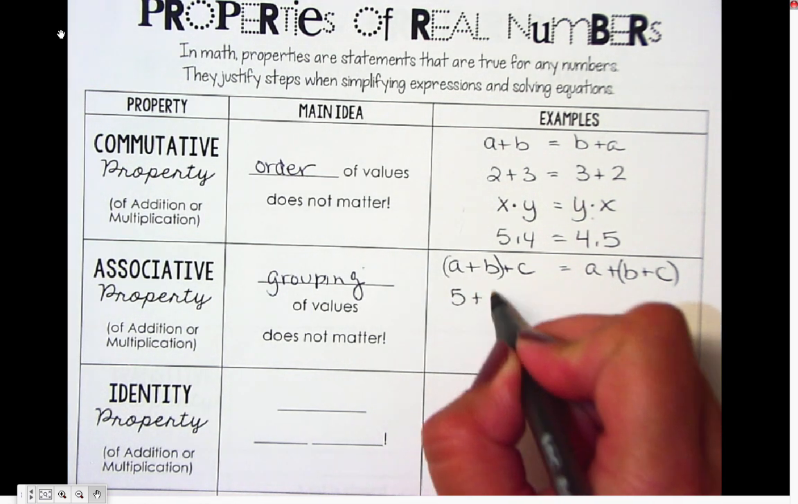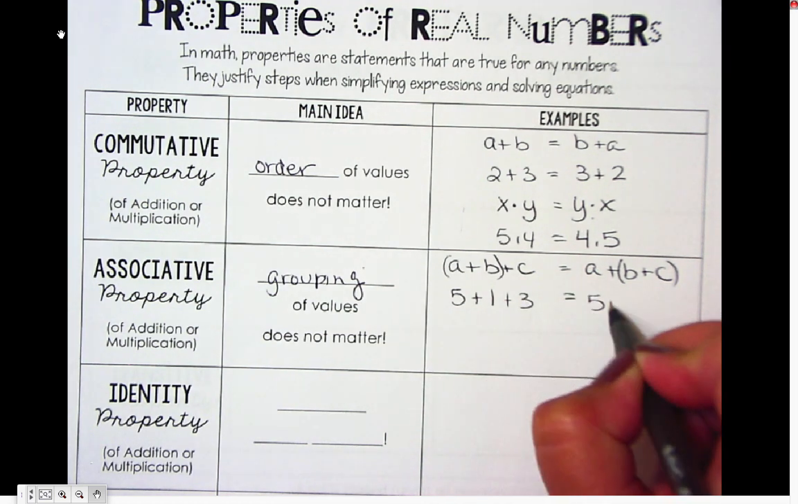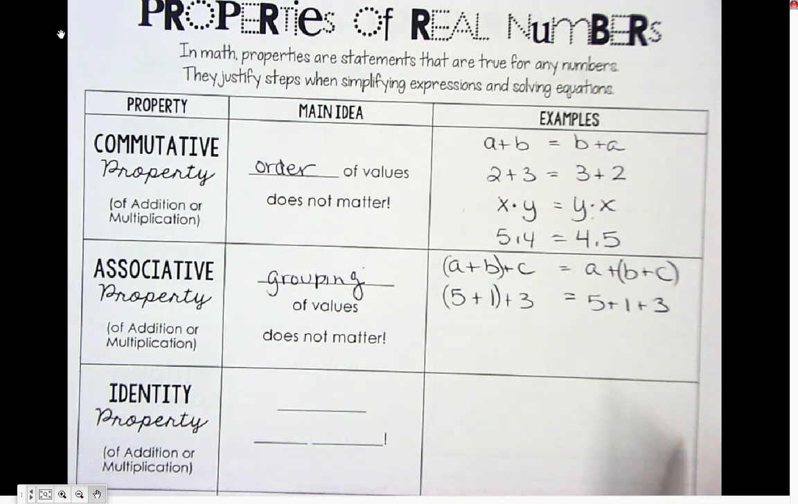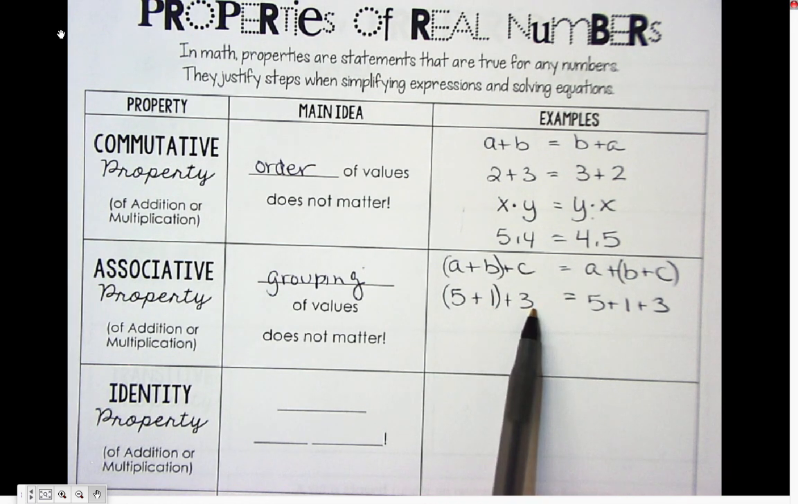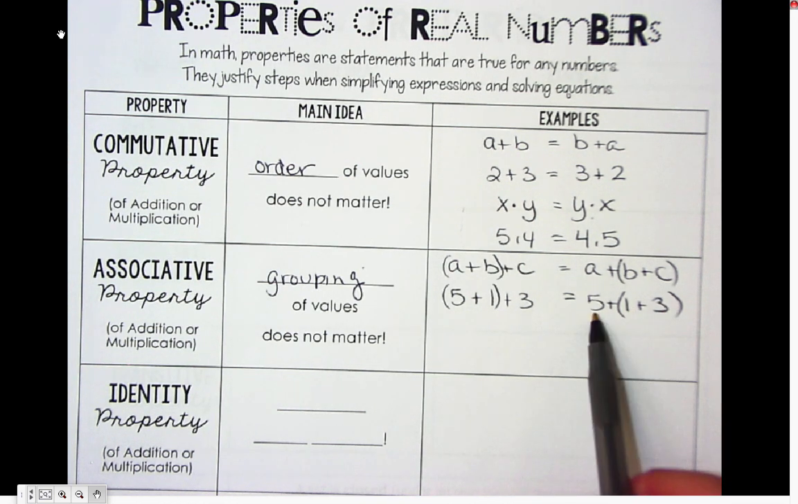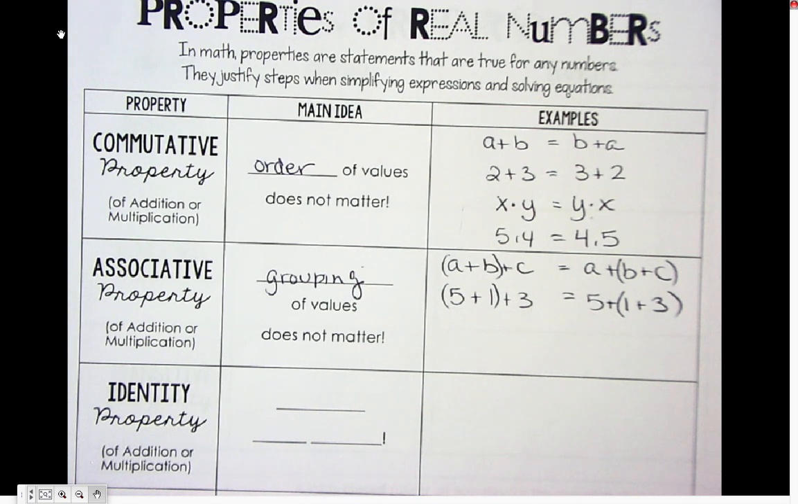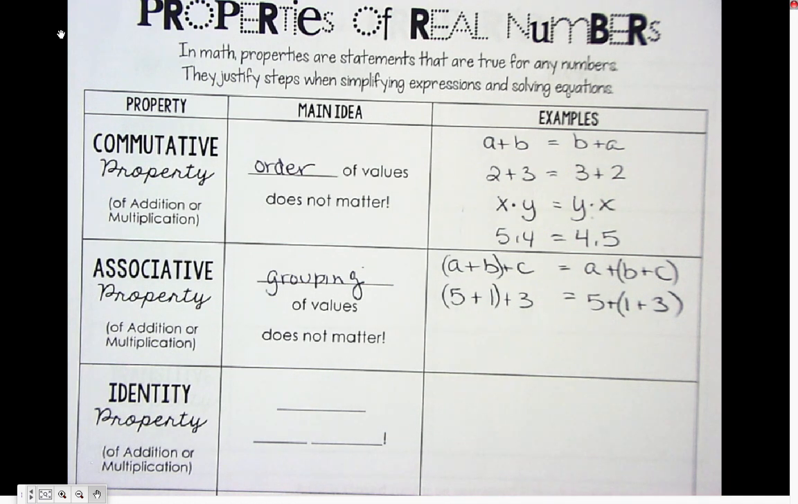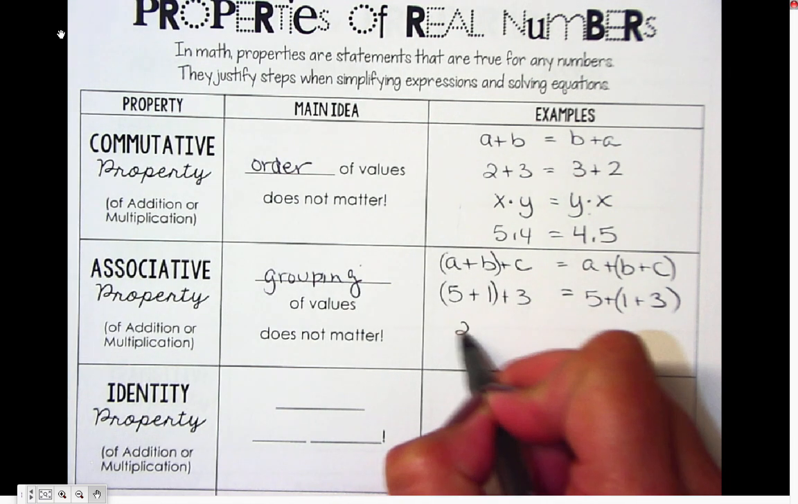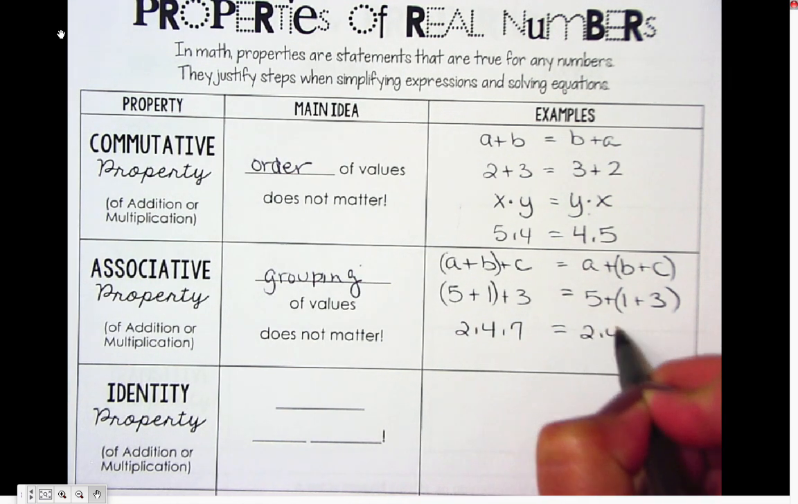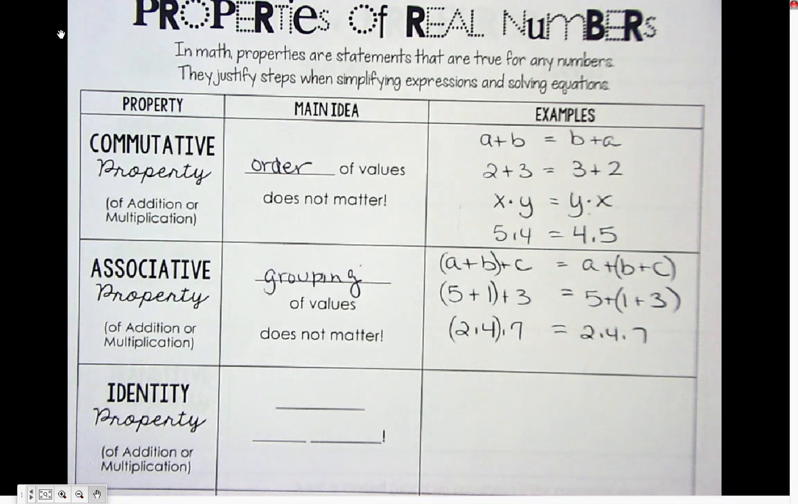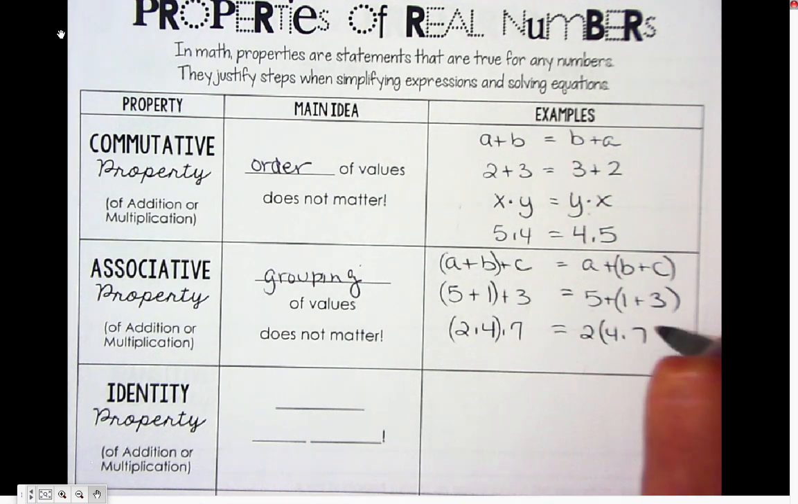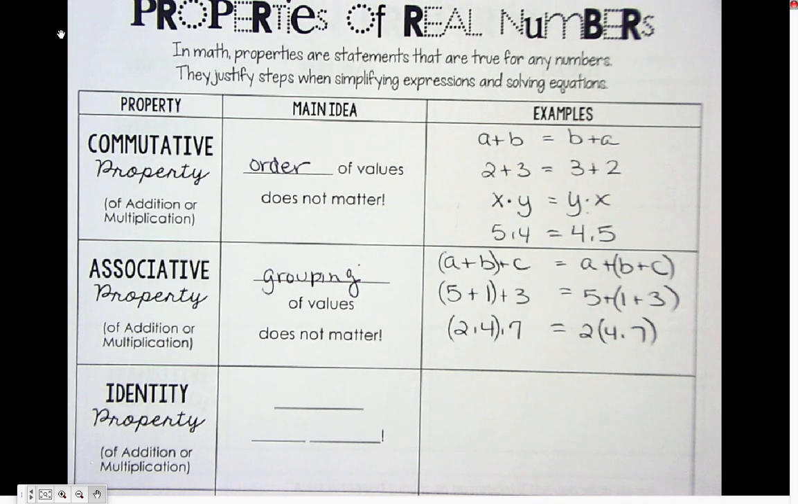So if I take 5 plus 1 plus 3, and I add 5 plus 1 first, I'd get 6. 6 plus 3 would be 9. If I decide that I want to add the 1 plus 3 first, 1 plus 3 gives me 4, plus the 5 still gives me 9, so I'm not getting the same answer by moving things around. I'm getting the same answer by grouping them. So that's the associative property. And again, it also works for multiplication. If I have 2 times 4 times 7, and I multiply 2 times 4 first, and then I multiply by 7, I get the same answer as if I multiply the 4 and the 7 first, and then multiply by 2.